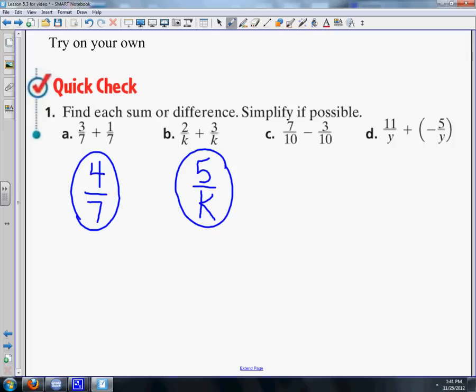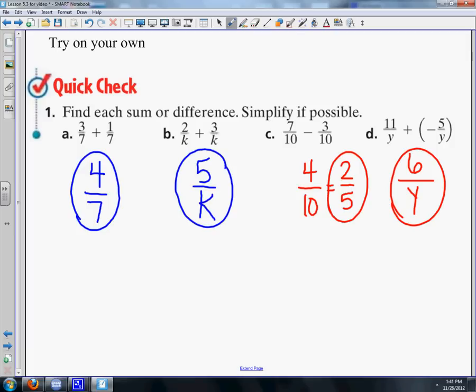Okay, so 7/10 minus 3/10 is 4/10. And then I need to simplify that and make it 2/5. And then 11/y minus 5/y. So 11 over y minus 5 over y would be 6 over y, because I keep my denominator the same. The denominator is not affected. That just stays y. And then I do 11 minus 5. Just like I did here, my denominator was not affected. It was still 10, but I did 7 minus 3.